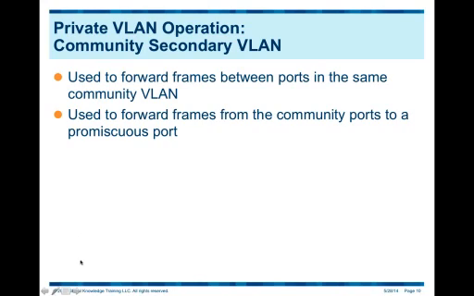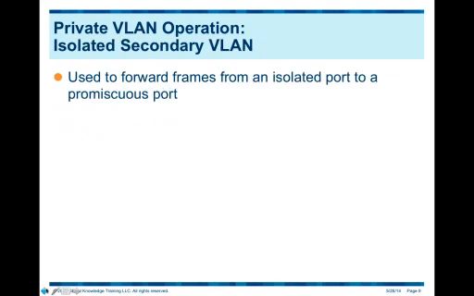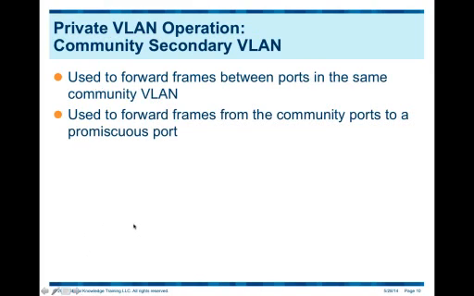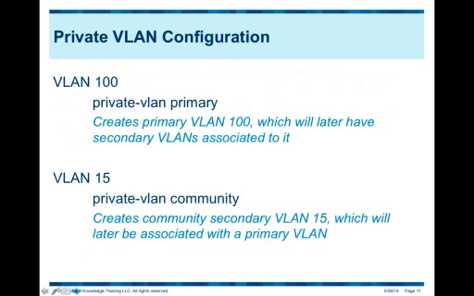So that's the operation of a secondary VLAN. Again, the isolated is very simple. We go from an isolated port to a promiscuous port. With a community VLAN, we go from one port to the other within the same community, or we go from one port to the promiscuous port, which is the default gateway. So that's a little bit of an easier way to look at that.